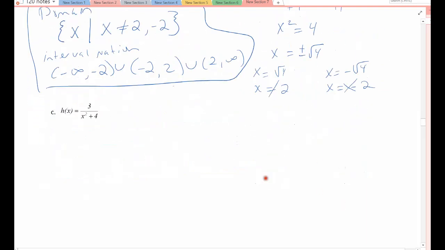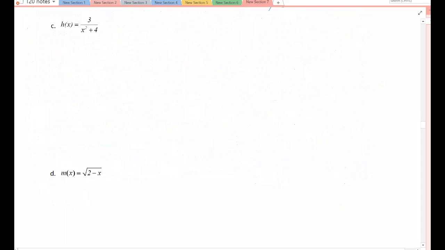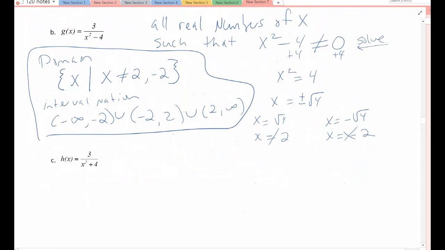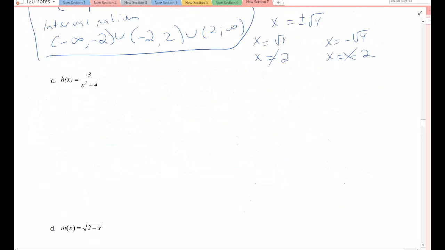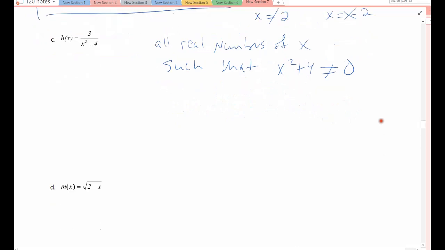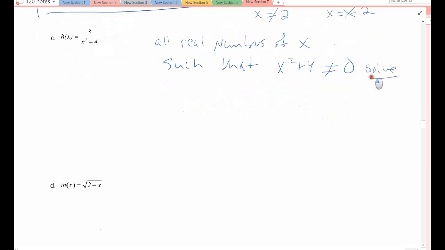All right, next example. H of x equals 3 divided by x squared plus 4. So it's very similar to the last one with one difference. I have plus 4 instead of minus 4. But it makes a big difference. Now, I still start out with the same thing. I still have to check. I can't have division by 0, so I want all real numbers of x such that x squared plus 4 cannot equal 0.